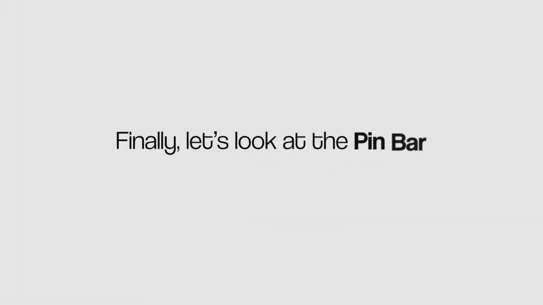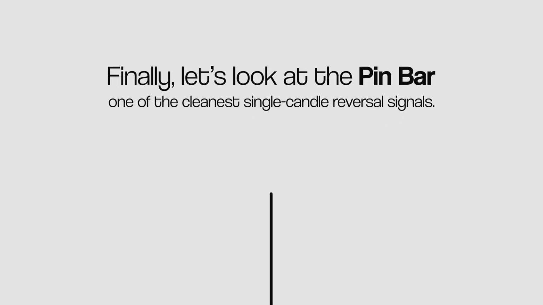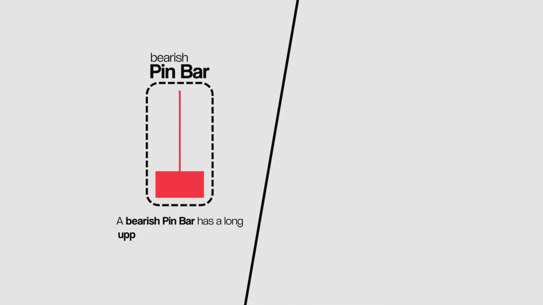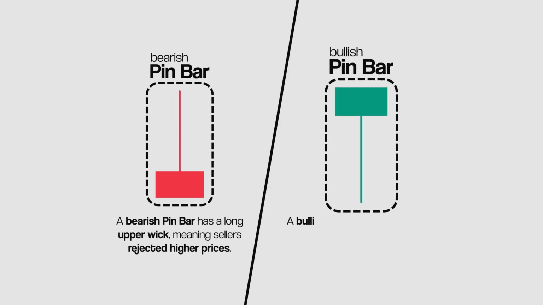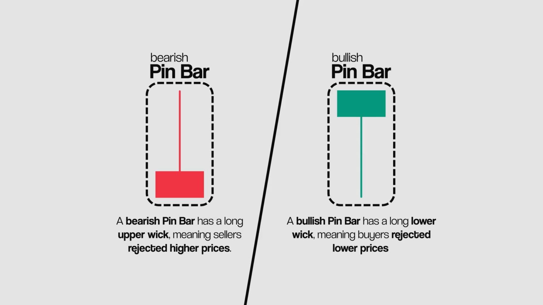Finally, let's look at the pin bar, one of the cleanest single candle reversal signals. A pin bar has a very long wick, a very small body, and clearly shows where price tried to go, but was aggressively rejected. A bearish pin bar has a long upper wick, meaning sellers rejected higher prices. A bullish pin bar has a long lower wick, meaning buyers rejected lower prices.